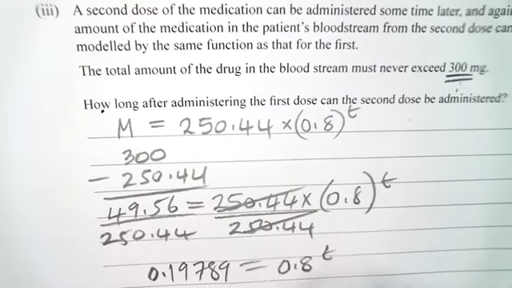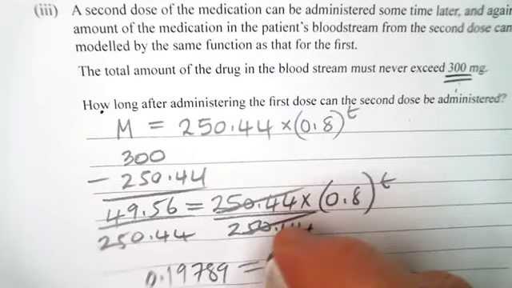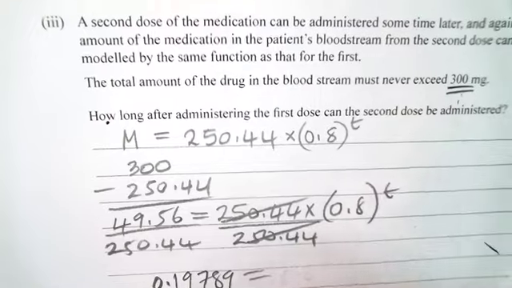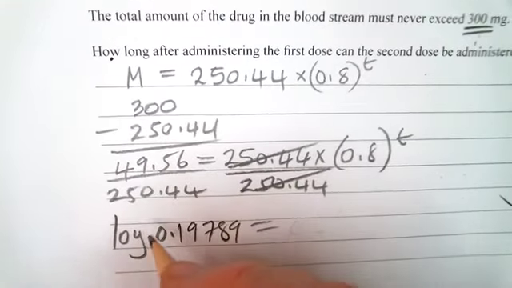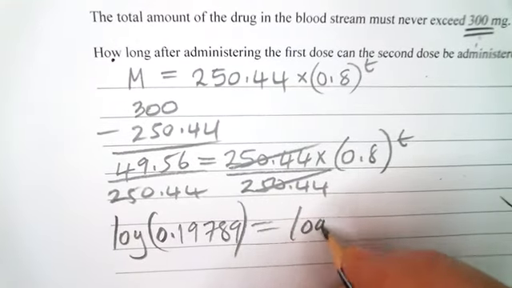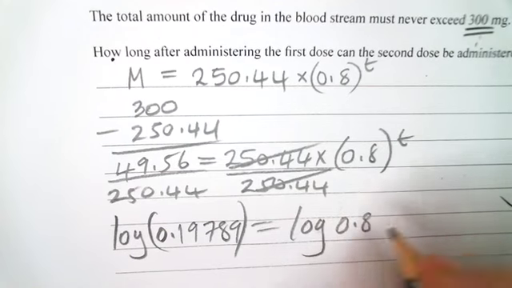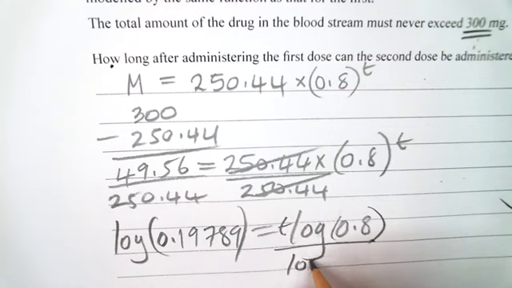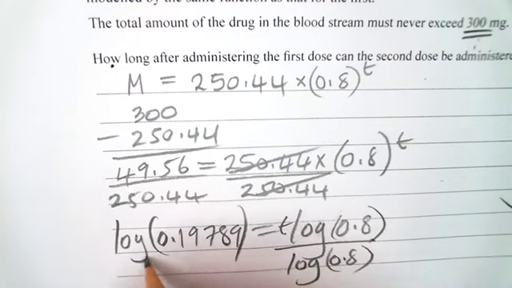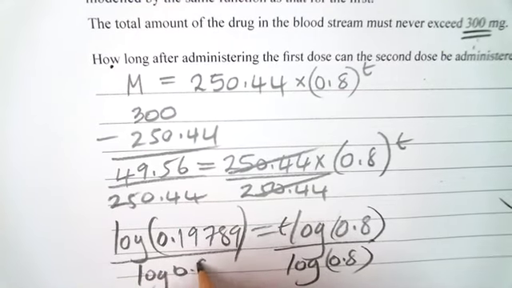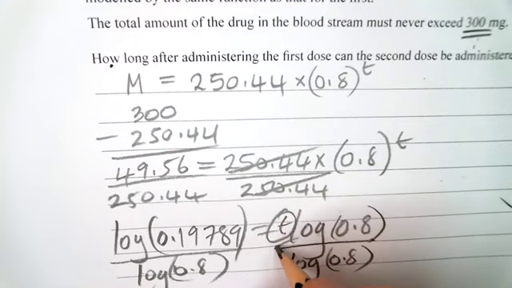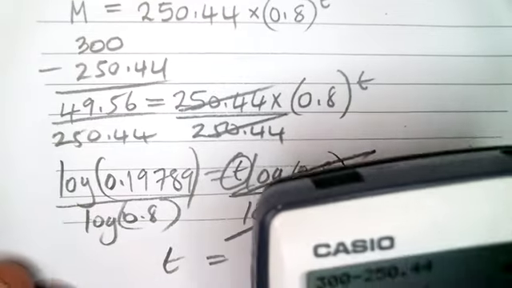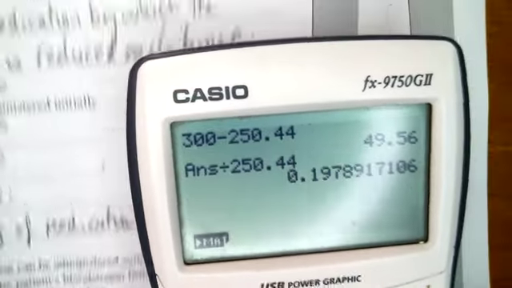So I'm actually going to find the log of both sides now to find t. I'll stretch this out a little bit further so I've got a little bit more room. I'll find the log of this side here, and I find the log of 0.8, and the t, of course, now will become the coefficient. So I'm going to divide both sides by the log of 0.8, and that's going to leave me with t. So t is equal to log of this divided by the log of that.